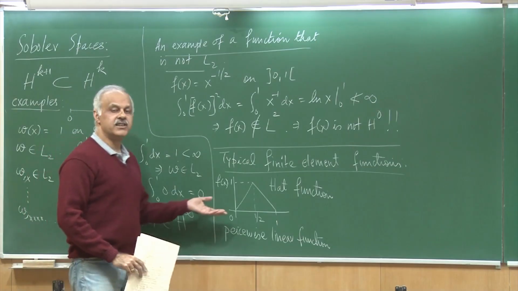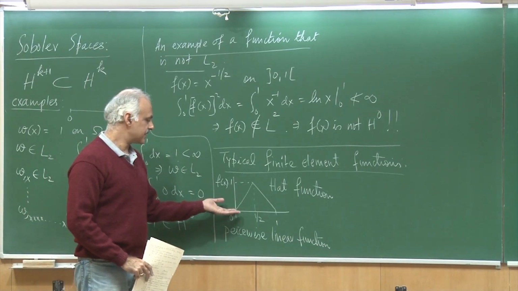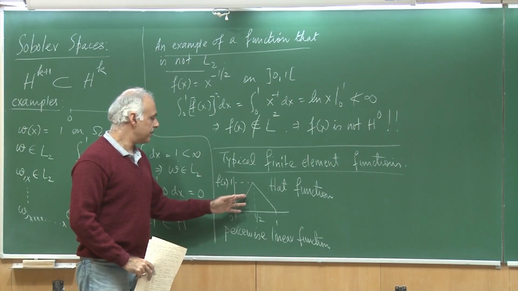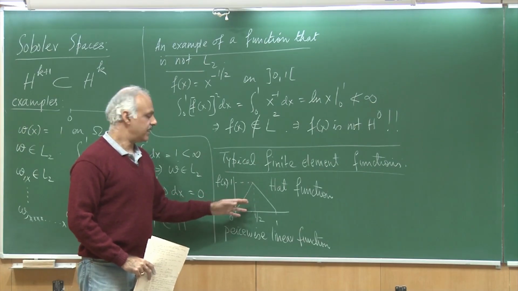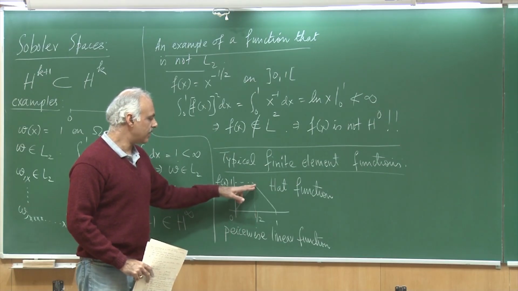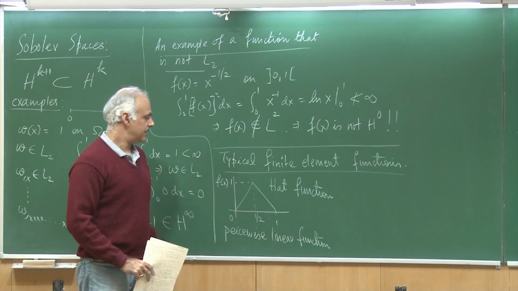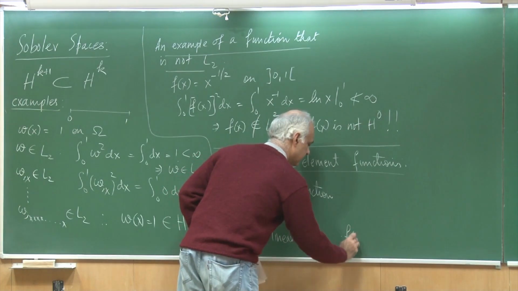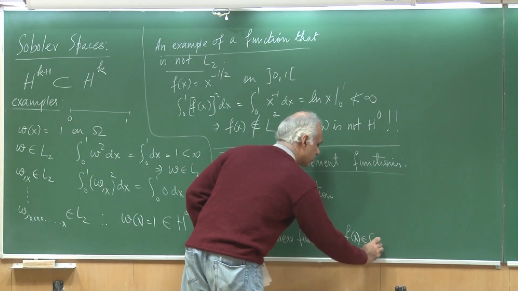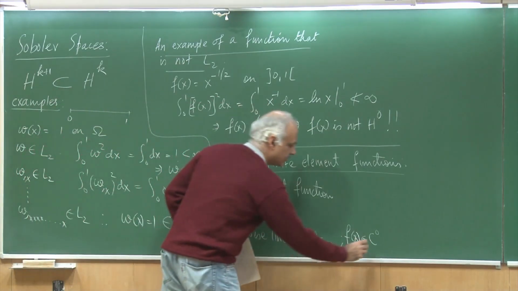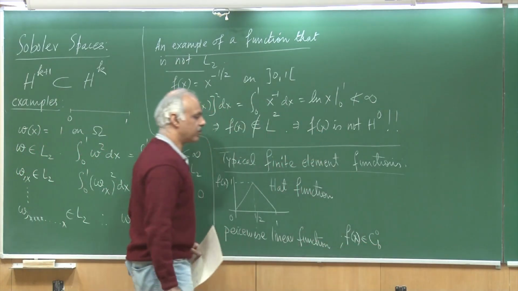Is this function continuous? The answer is yes. It is continuous at all points. The left hand limit and the right hand limit are the same at all points. Even at x equal to half, if I approach it from the right or from the left, it's identical. So f(x) definitely belongs to the class C0. It is also bounded, so I can put a b here, it's a bounded function.